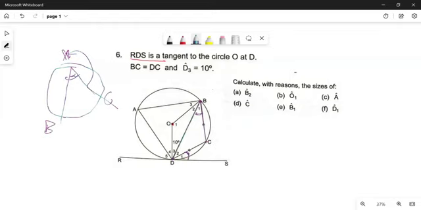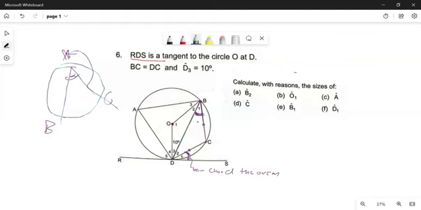Then it means, in other words, B1 and D1, I'm going to highlight them with the same color. These two are going to be equal because it's the tan chord theorem. An angle between a tangent and a chord is going to be equal to the angle subtended by the same chord in the alternating segment. So B1 and D1 are going to be equal because of tan chord. So I'll write that here and say I have tan chord theorem.